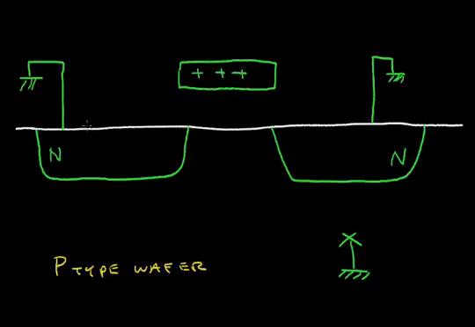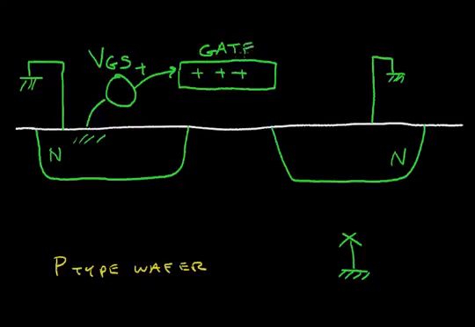So we're going to apply a voltage that's positive at this terminal relative to this N region. And I'm going to call this voltage V gate to source, where this is the gate and this diffusion region is the source. And this can be referred to as the drain.